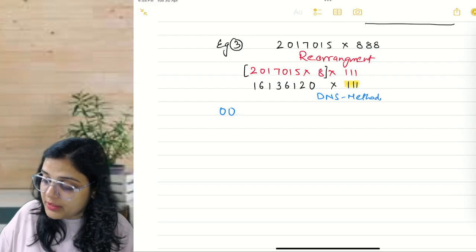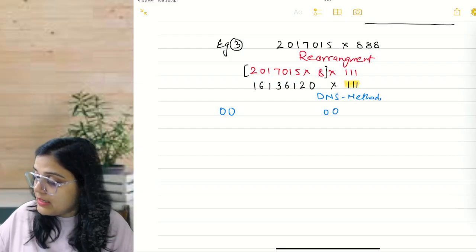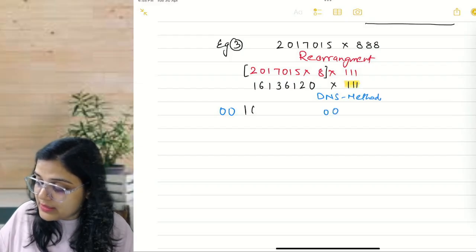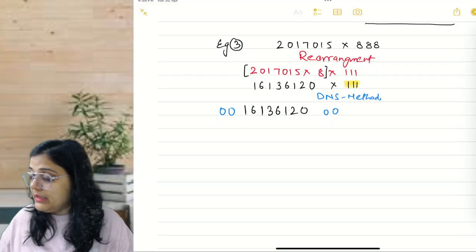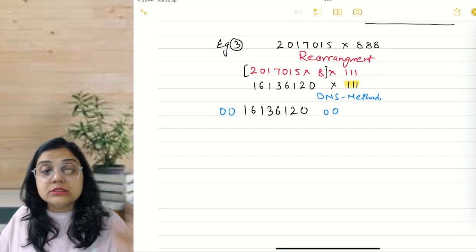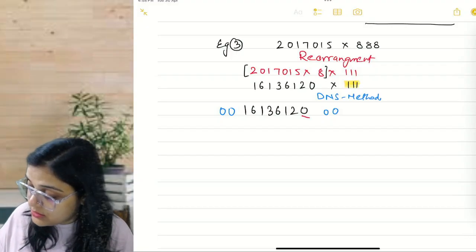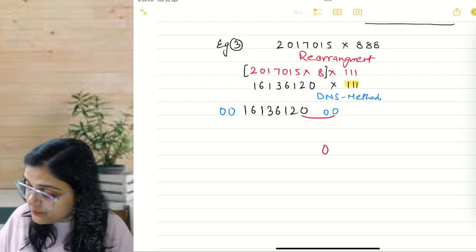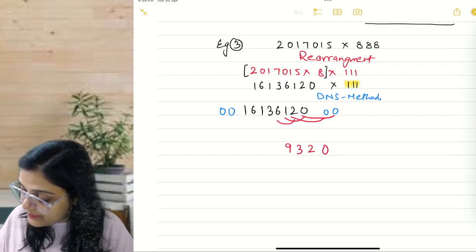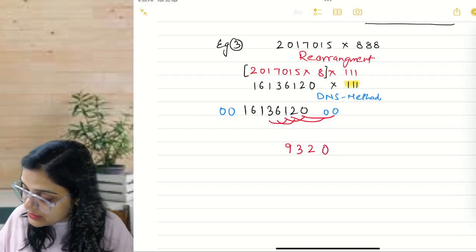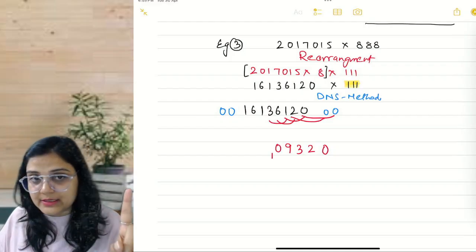DNS says put double zeros. Put double zeros. Write the remaining number as it is. 16136120, and double zeros in the beginning, double zeros in the end. And then just keep adding 3 digits at a time. Adding these 3, 0. Adding next 3, 2. Adding next 3, 3. Adding next 3, 9. Adding next 3, 10. So 1 is a carry.